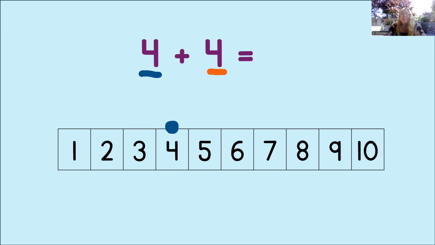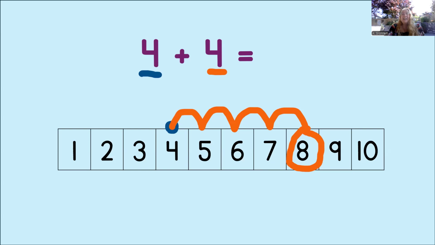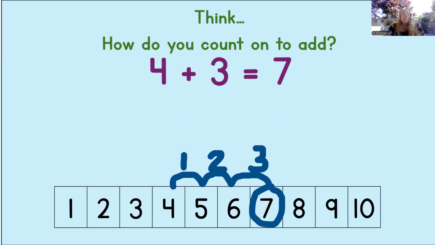Let's do that now. Ready? 1, 2, 3, 4. Where did we land? Yes, we landed on the number 8. Then we write the number 8 into the equation. You did it. 4 plus 4 equals 8. You are really doing a great job with counting on to add.